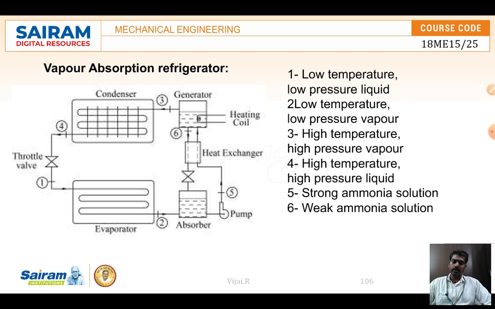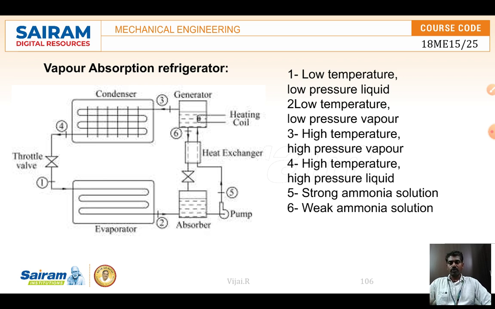continuously removing heat from one space by using a refrigerant. There are different types of refrigerants, and we have seen their properties also. In the vapor compression system we saw four important parts: the throttle valve, the evaporator, the compressor, and the condenser.